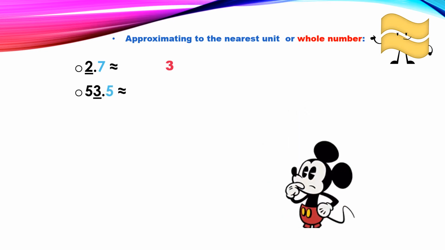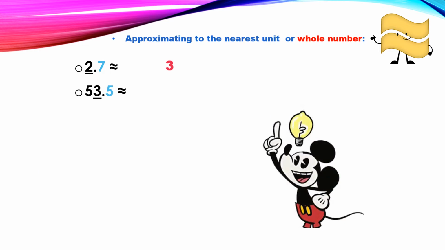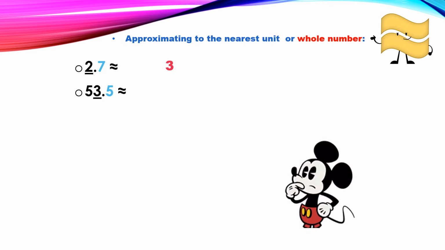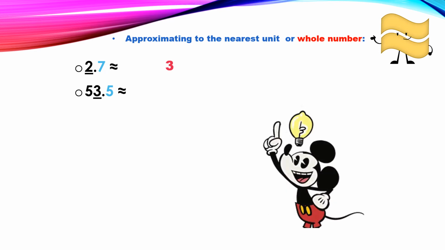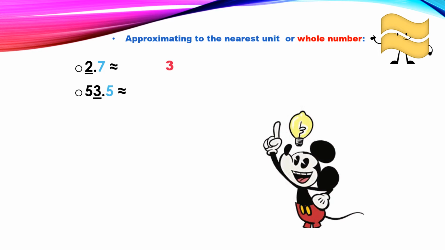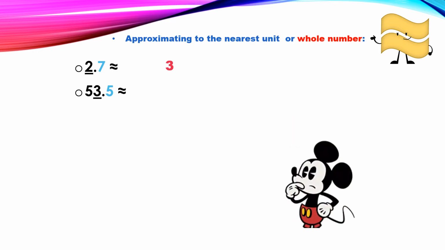Another question. 53 and 5 tenths. Very good. My eyes are on the unit place. Underline the digit in the unit place: 3. Then take the digit before it: 5. Poor or rich? Very good, it's rich. So I will add 1 to 3 and replace 5 with 0. So the answer will be 54.